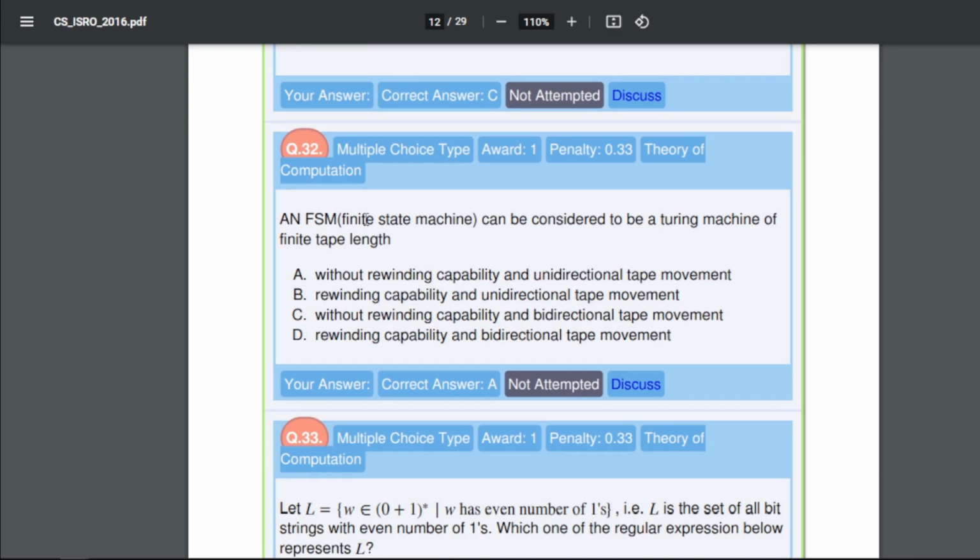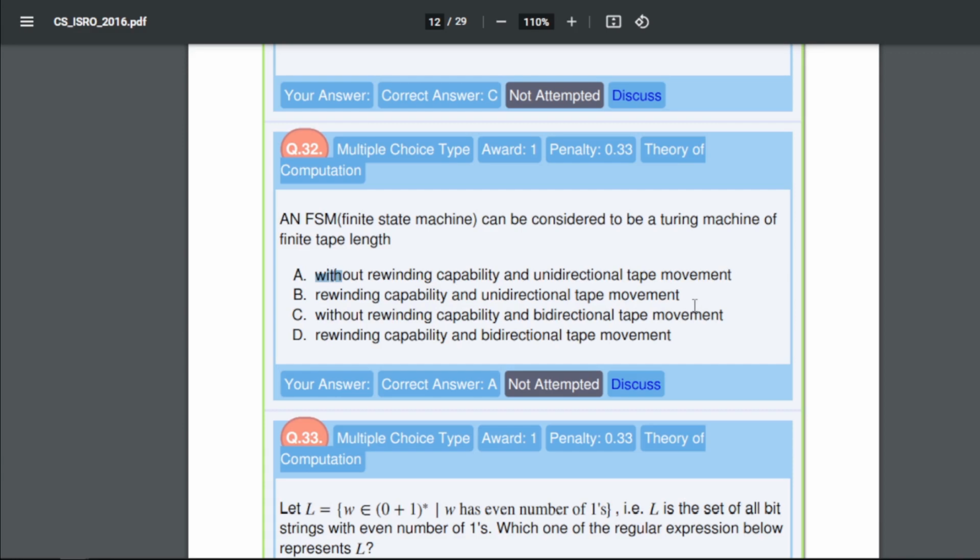Now question 32: an FSM, finite state machine, can be considered to be a Turing machine of a finite tape length, right? So for this the answer will be A, that is without rewinding capability and unidirectional tape movement. So a finite state machine can be considered to be a Turing machine of finite tape length without rewinding capability and unidirectional tape movement.